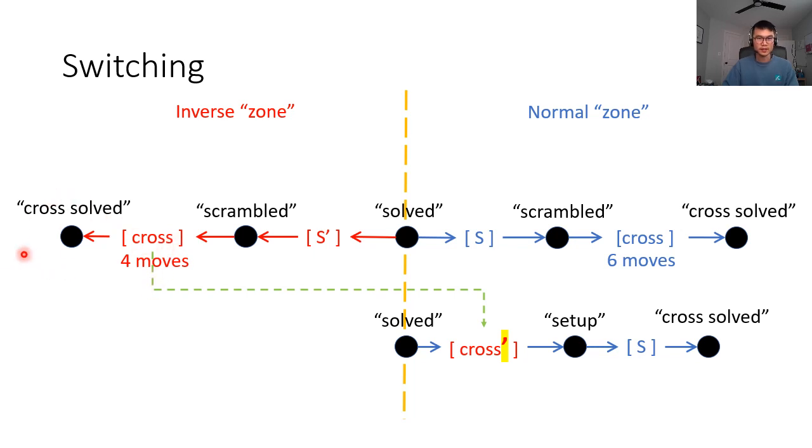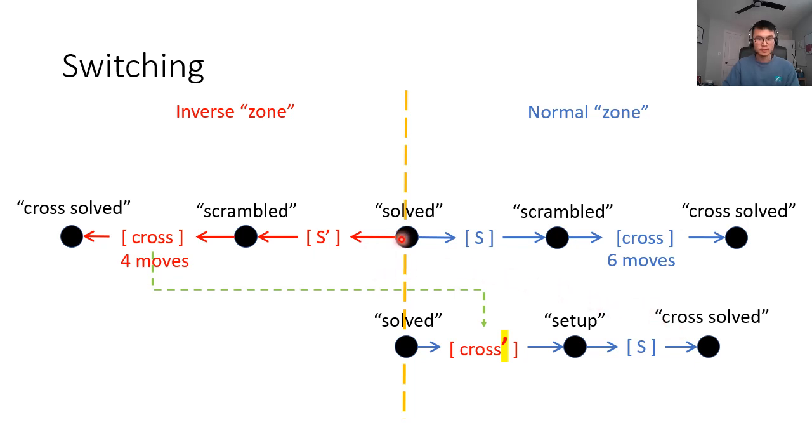Maybe from here in the inverse zone, you want to proceed with your first F2L pair, but you don't find something that's easy to do. Maybe you have to do a crazy 11 move first pair, and that's the best you can find. Okay, let's switch it to the normal zone to see if we can find something better.